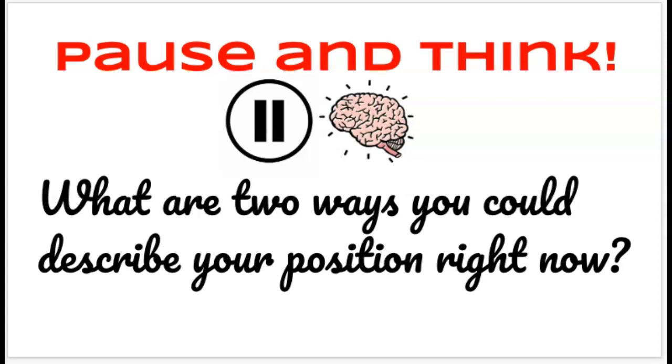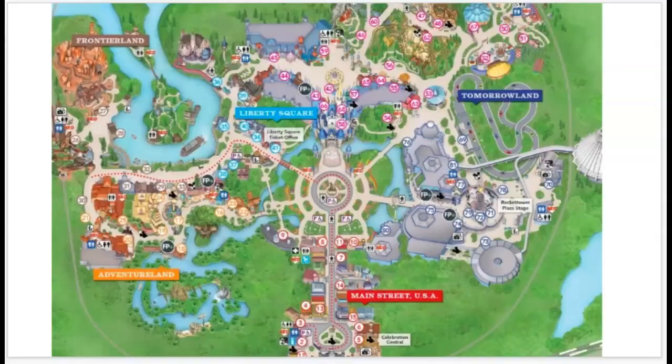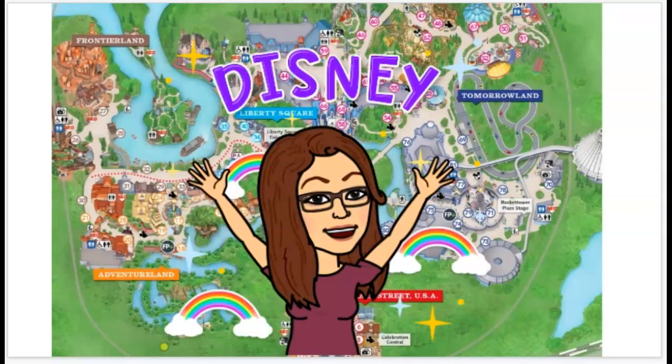So let's talk about this a little bit more. Let's talk about how we might use this in real life. So I'm going to use Disney World as my example. So this is a map of the Magic Kingdom, which is closed right now, by the way. So we'll visit Disney World in our minds today. And again, if you've been in my class, you know how I feel about Disney.